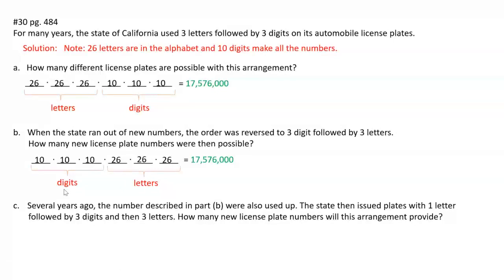Now for part C, it says here, several years ago, the numbers described in part B were all used up. The state then issued plates with 1 letter followed by 3 digits and then 3 letters. How many new license plate numbers will this arrangement provide?